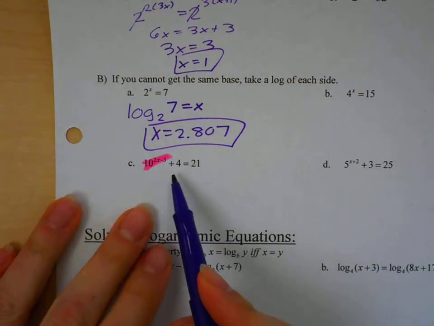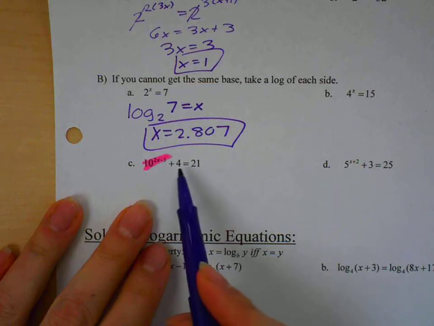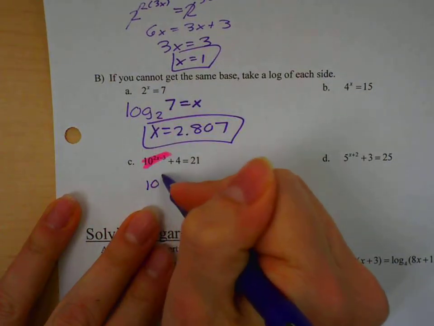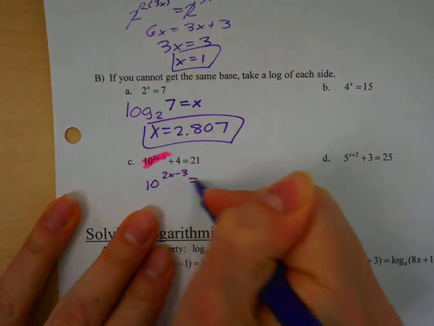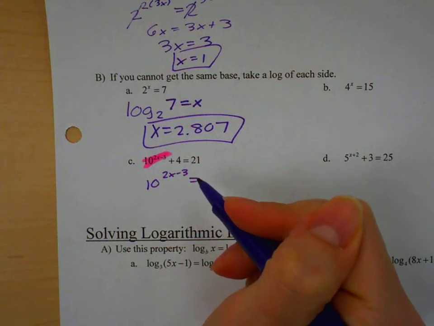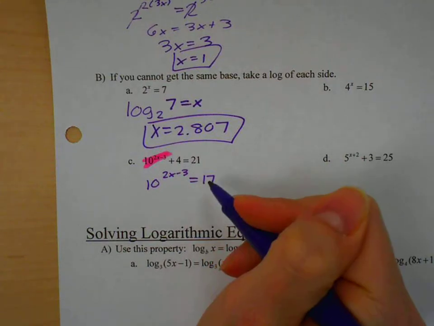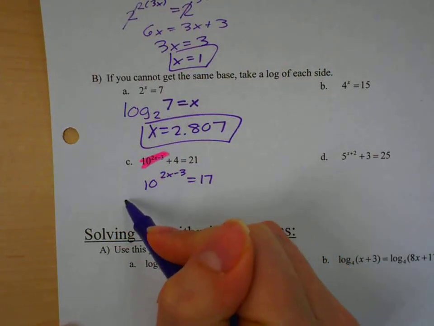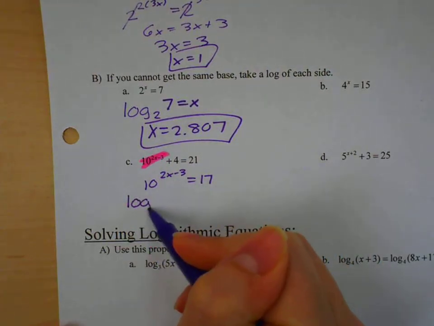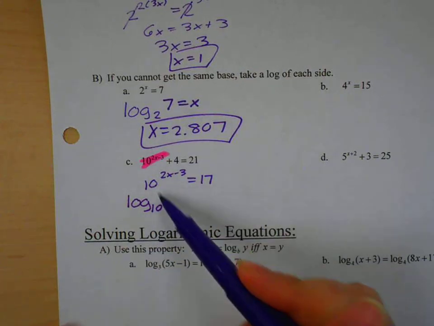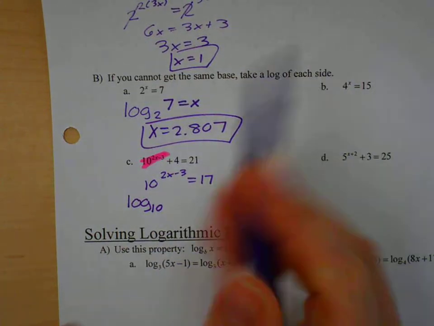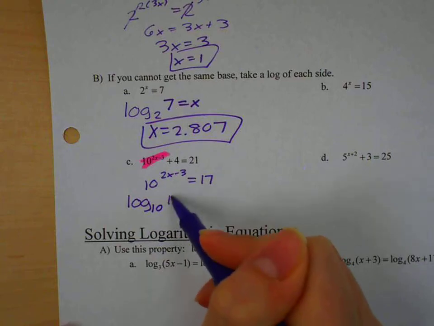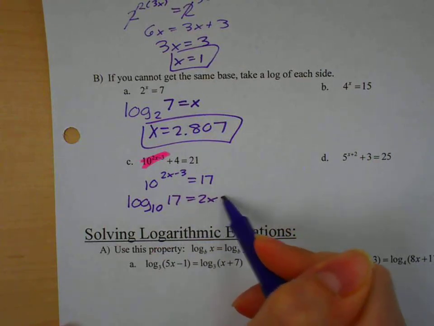it by itself first. So for C, my first step would be subtracting 4 from both sides. So 10 to the 2x minus 3. If I do 21 minus 4, I get 17. And now I'm going to put this in logarithmic form. So this is log base 10, because 10 is the base of my exponent, is the base of my log. And then I swap, 17 equals 2x minus 3.